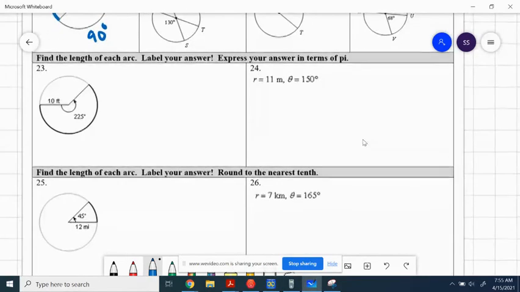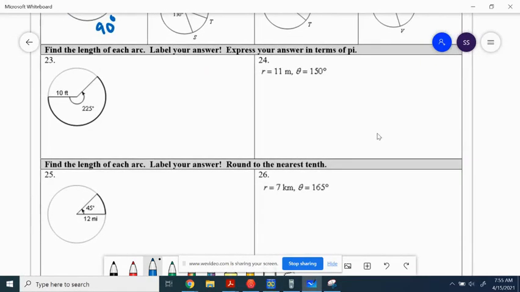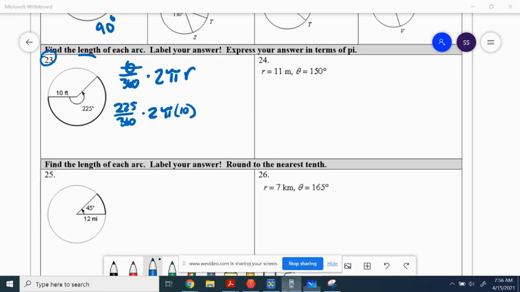And the last few, we're finding the lengths of the arcs. So remember, our formula there is theta over 360 times, remember this is length, so we're finding the circumference, so 2 times pi times radius. And remember, theta is just the degrees. Okay, so for 23, it's going to be 225 over 360 times 2 times pi times the radius, which is 10. And now we can just pull up our calculator here.